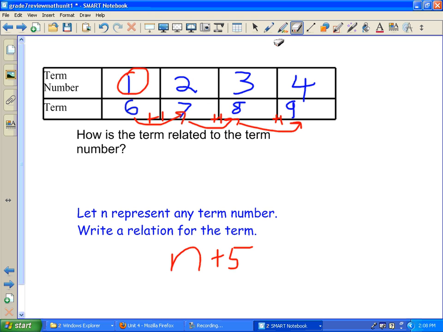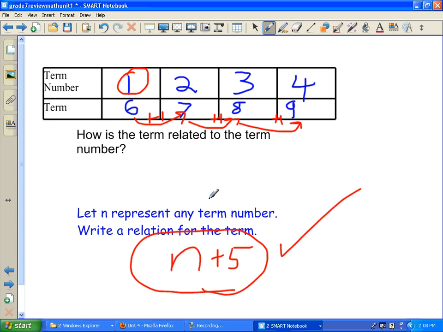Let's test it for the second one. Let's put 2 in for n. So 2 is in there, plus 5 more is 7. So it seems to be working. Let's put 3 in for n. 3 plus 5 is 8. So it seems to be working. There's our relation for this one.